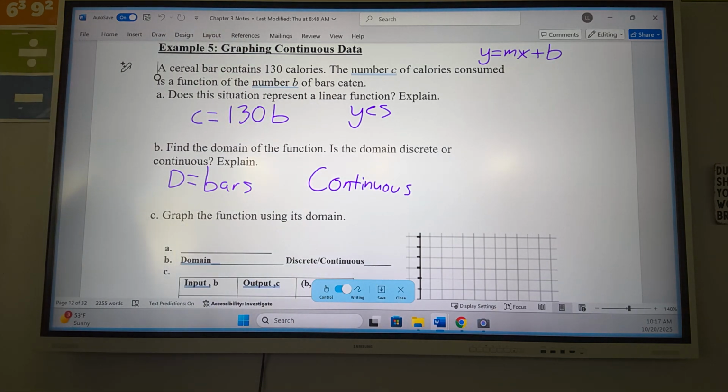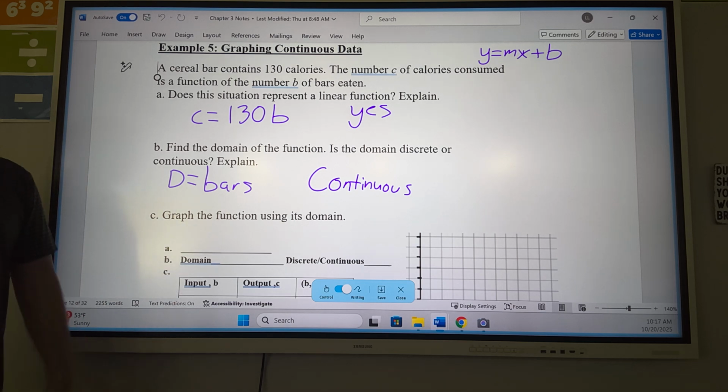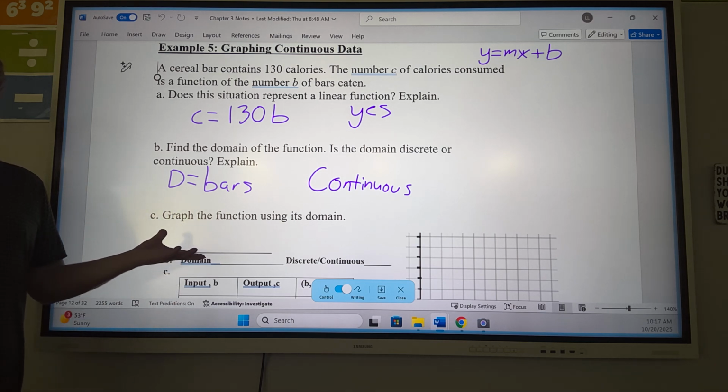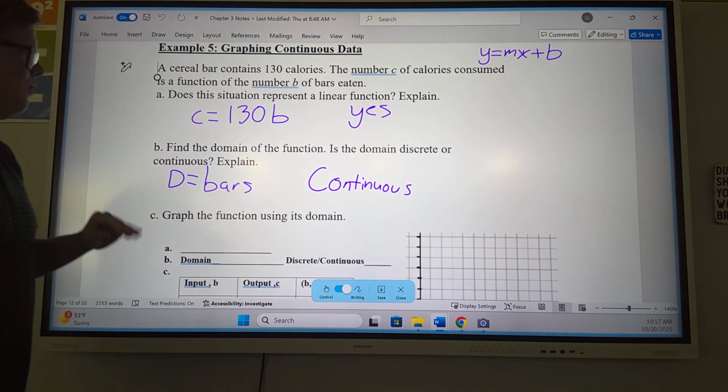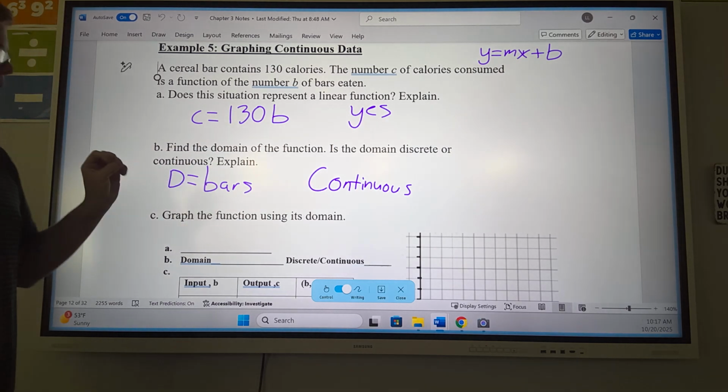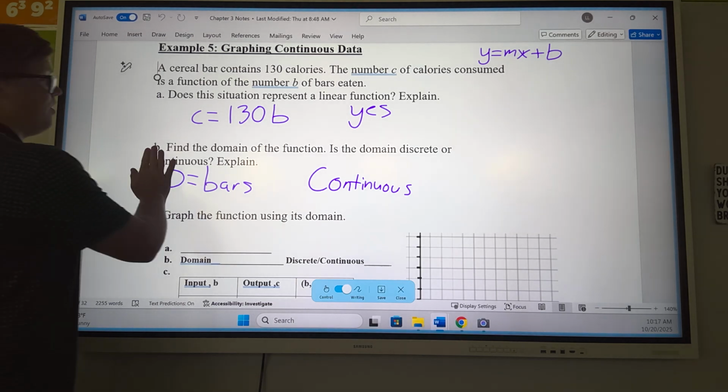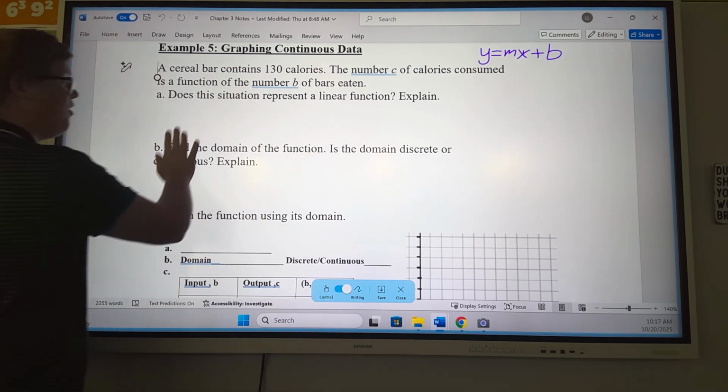Okay. I want that domain written in numbers, but I think it's a good idea to probably wait until you graph it to write that domain. That's just my opinion. So we have our equation. We know it's linear. We know our domain is going to represent bars. We know our domain is continuous. We just don't quite know what our actual domain is yet. So let's graph it, let's solve it, and we'll find all that out.